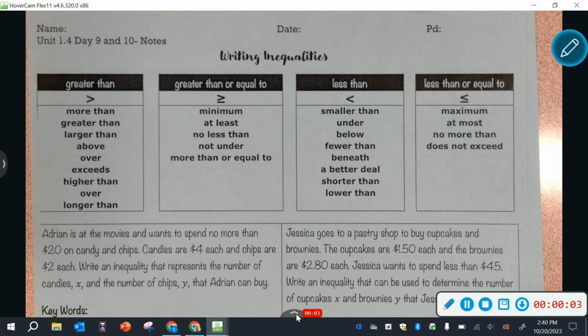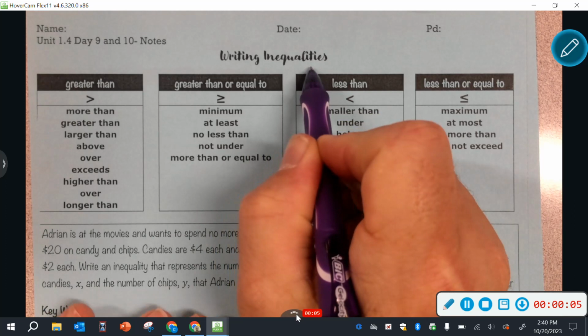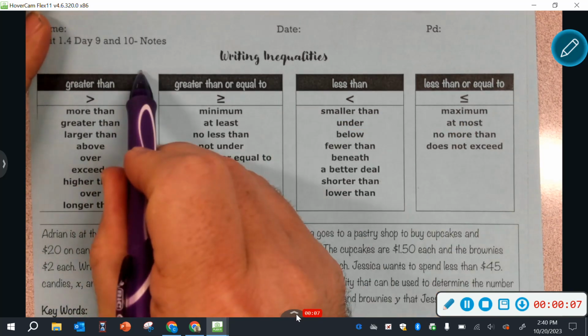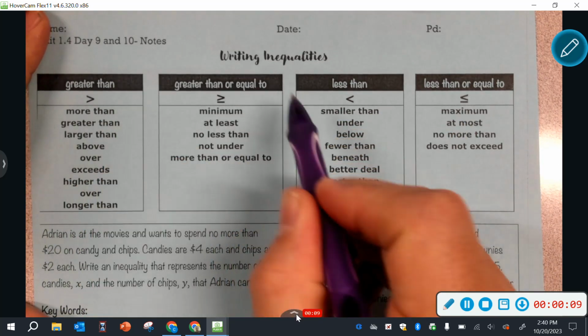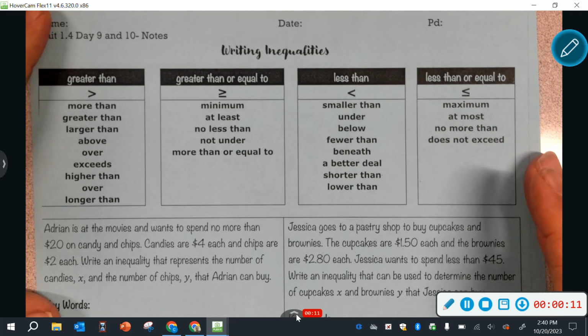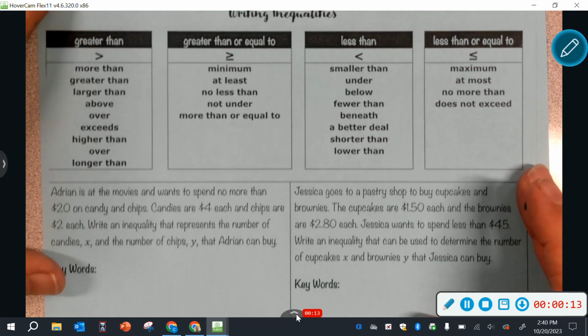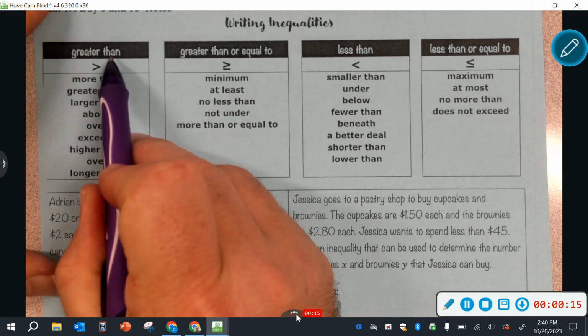Okay, here we go. So we have our writing inequalities notes, day 9 and 10. Make sure you write down every single thing I write down on your notes, please. Alright, so we have to get familiar with these phrases.